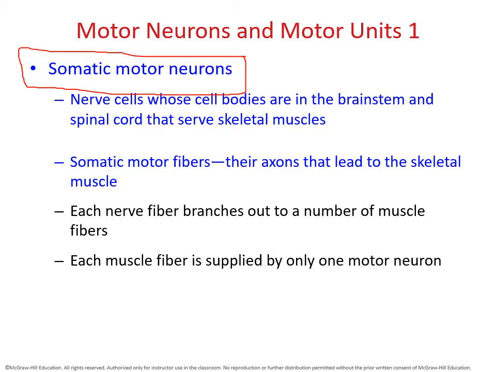All right, now these are going to be nerve cells, whose cell bodies are in the brain stem and the spinal cord, and their whole mission will be to communicate with skeletal muscles. And in order to do that, we're going to see that their axons will extend out of the spinal cord and will make a direct connection with the skeletal muscle.